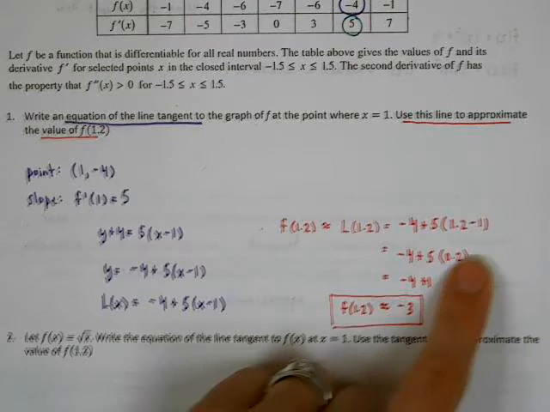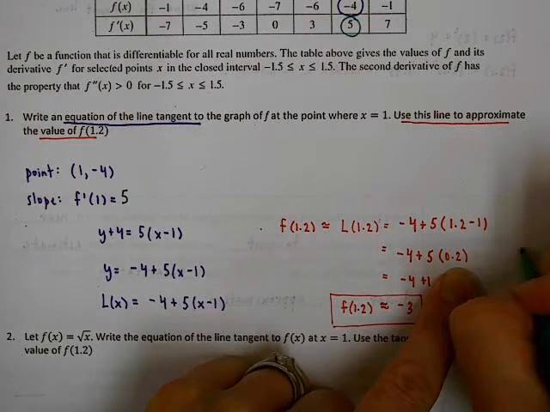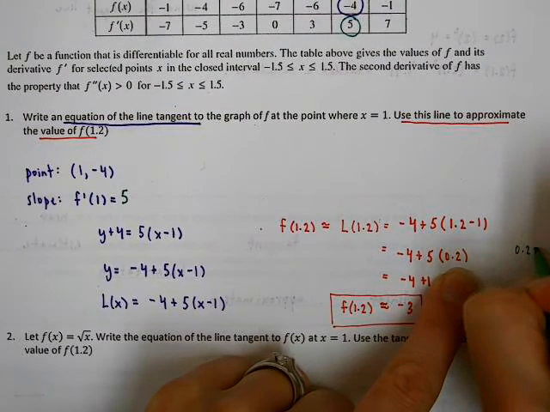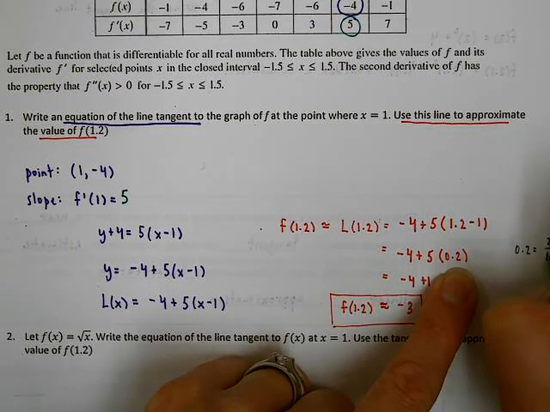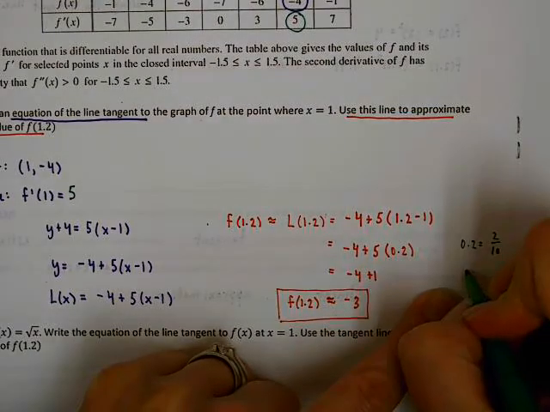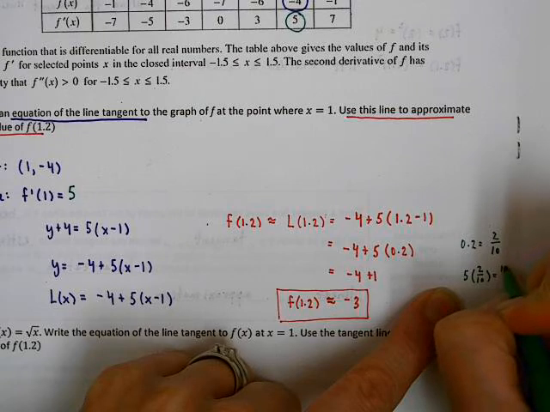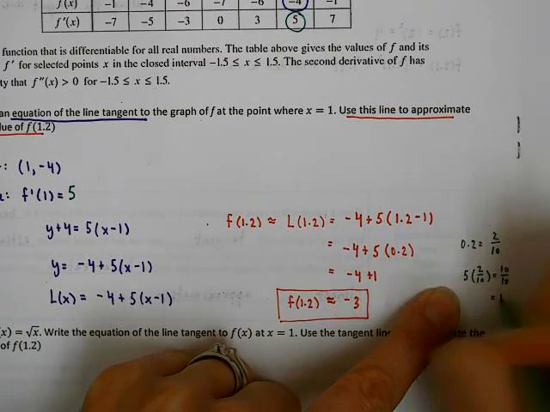Now, in case you get tripped up with things like this, here's another way we could think about it. 0.2 is just equal to 2/10. Whoops, I'm off the page there. So if I have 5 times 2/10, that gives me 10/10 or 1.